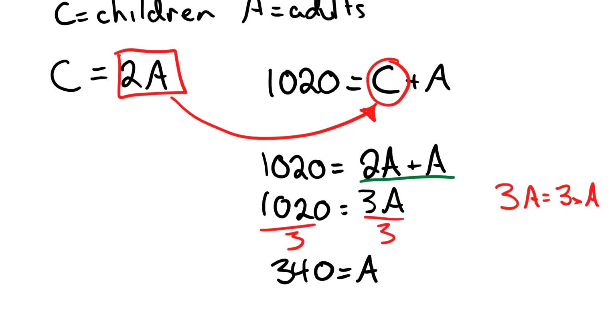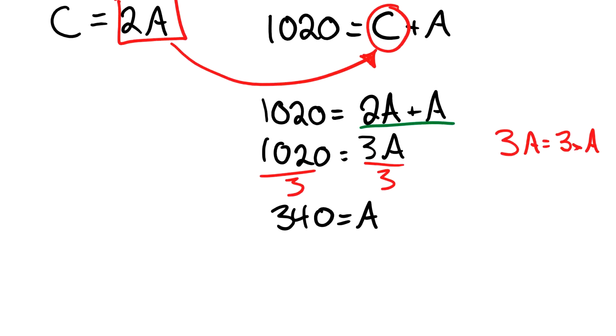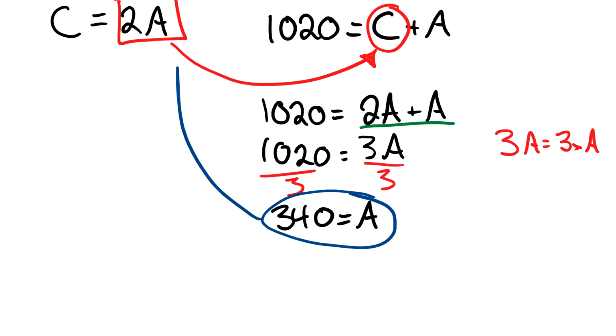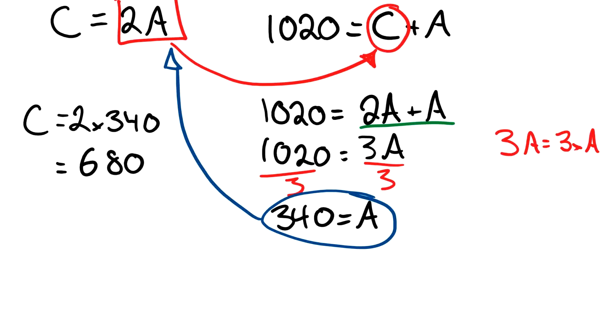So we haven't even answered the real question yet. We've just found how many adults there are. Now we can go back up, let's use a different color here, and we can change that A there to 340. So we get C equals 2 times 340, and we get 680. Now that we've got some facts down, I'm going to circle these so we know what's going on. So we've got the 680 and we've got the 340.